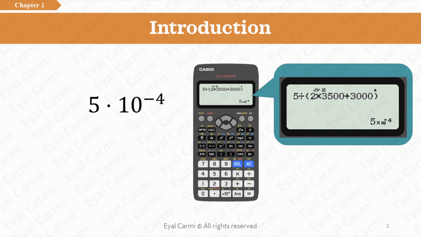We do a calculation with a calculator and get the result 5 times 10 to the power of minus 4. Unfortunately, we know nothing about this form of writing. It seems like a mystery to us. What should we do?